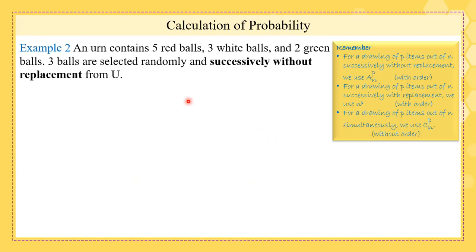Now let's see the second example. Now we're going to change the selection. We're going to select successively without replacement. An urn contains 5 red, 3 white, and 2 green. We still have 10 balls, and we need to select 3 balls out of these 10, but successively without replacement.